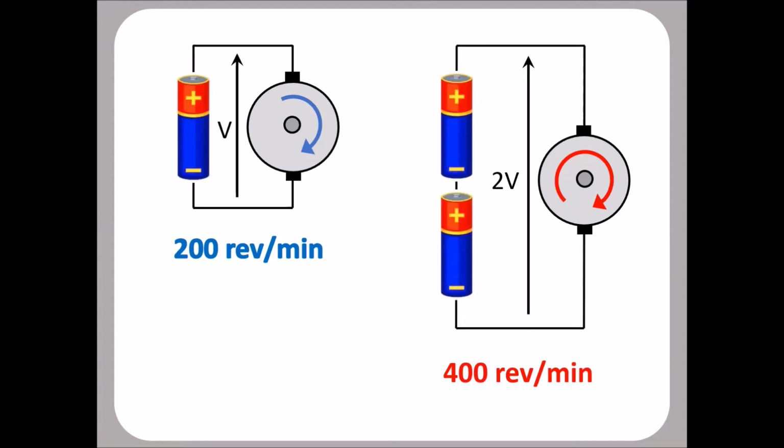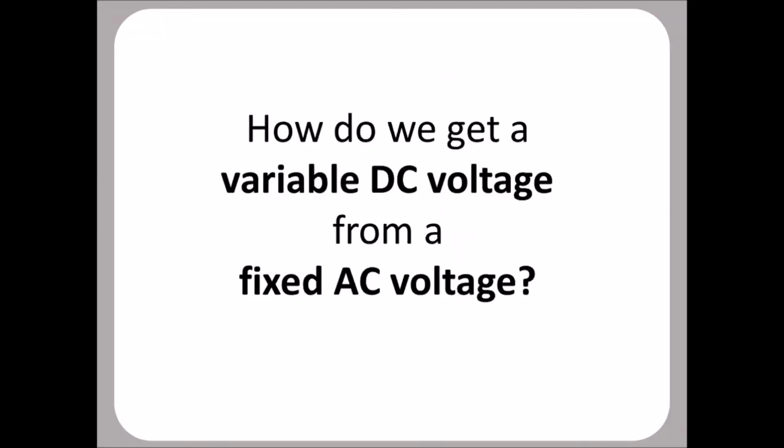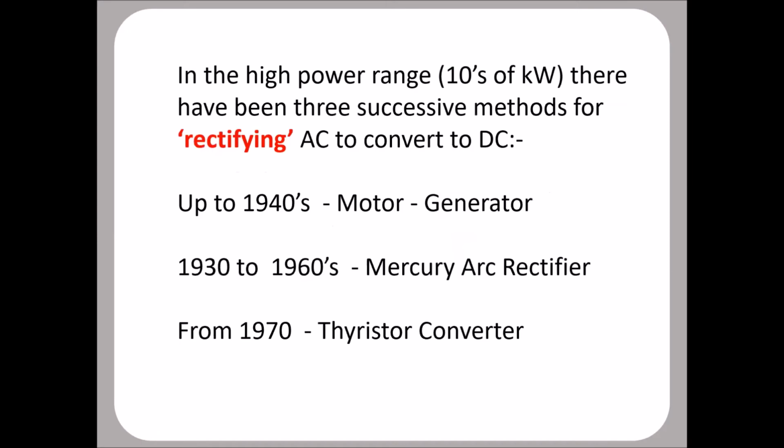Well, that says this is a useful motor for getting variable speeds for industry, but how do we get DC when the power system is AC? How do we get a variable voltage DC from a fixed AC? And that's been the challenge throughout the 20th century. Well, in the high power range, we really had three systems. First of all, up until the Second World War, really, we had what's called a motor generator. I'll tell you a bit about that. Then we had mercury arc rectifiers, a very extraordinary device. But from then on, we had the solid state thyristor, which is the modern way of doing things.